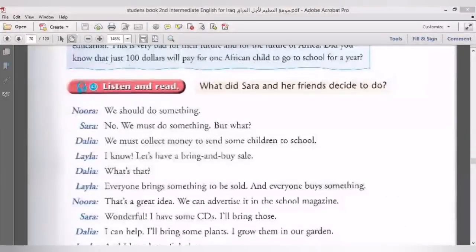We should do something. No, we must do something. But what? We must collect money to send some children to school. I know. Let's have a bring and buy sale. What's that? Everyone brings something to be sold and everyone buys something. That's a great idea. We can advertise it in the school magazine. Wonderful. I have some CDs. I'll bring those. I can help. I'll bring some plants. I grow them in our garden. And I have lots of clothes. I'll bake some cakes. Wait, wait. Where are we going to have this sale? In the school playground, I hope. Let's go and ask the headmistress. Good idea.